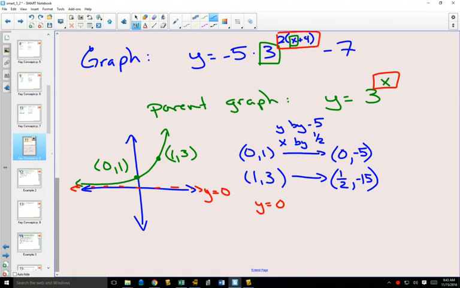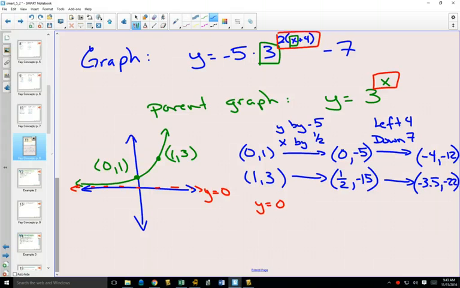After doing our stretches and compressions, and I'll do the asymptote at the end, we can do our translations. So moving from left to right, the next number is our 4. We already said that goes left 4, and then we're going to go down 7. So we'll have -4, -12, and -3.5, -22.